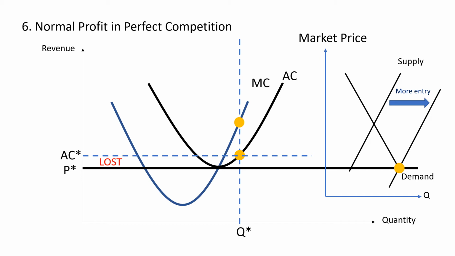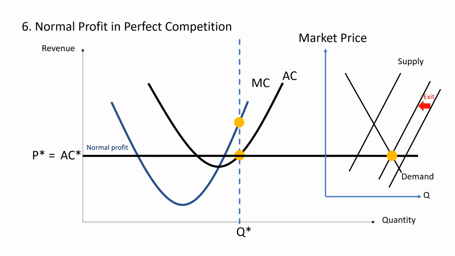Those exits will allow the supply to shift back because the number of firms is smaller. Now, because of the smaller supply, the price is going up. If the price is equal to AC star, then the firm gets the normal profit.